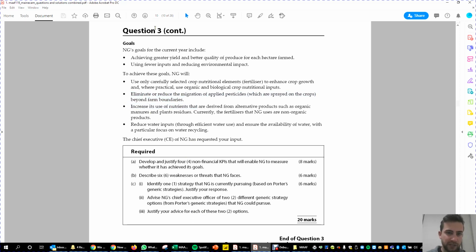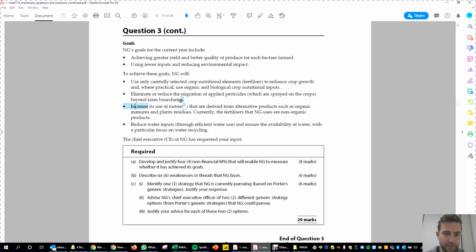Then linking it into one of these goals up here above. So is it achieving a greater yield, better quality, or is it using fewer inputs and reducing environmental impact? Well, what we can say is this links to the goal of eliminating or reducing the migration of applied pesticide beyond farm boundaries, which is going to result in better quality produce and it reduces the environmental impact.